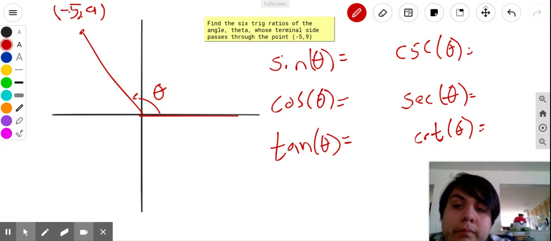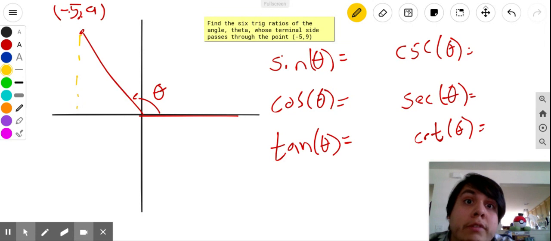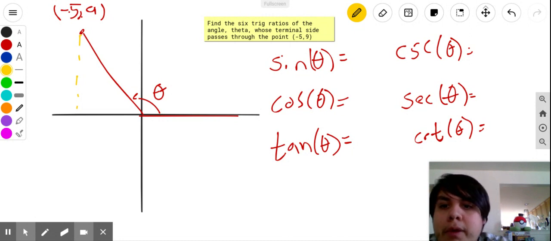So this is where I need you to kind of bear with me. I'm going to imagine that I draw an altitude straight down to the x-axis. Why? Because that's the convention that mathematicians came up with. And here's why we do it.